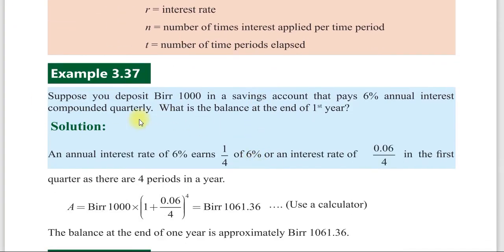Example 3.37: Suppose you deposit 1000 birr in a savings account that pays 6% annual interest compounded quarterly. What is the balance at the end of the first year?